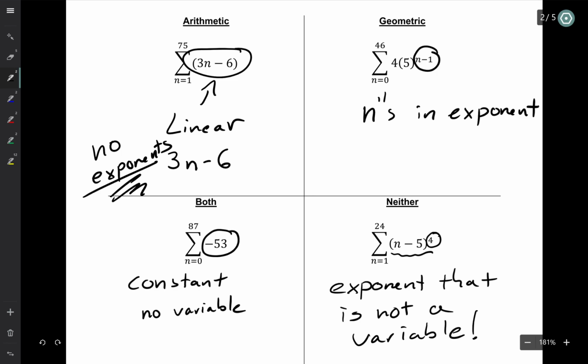If you remember these four things: it's arithmetic when there's no exponents and an n. It's geometric when there's an n in the exponent. It's constant, or no variable, means it's both. And neither is when you have an exponent that is not a variable. If you remember these four things, you should be fine on that first IXL assignment. Now let's go do some practice.